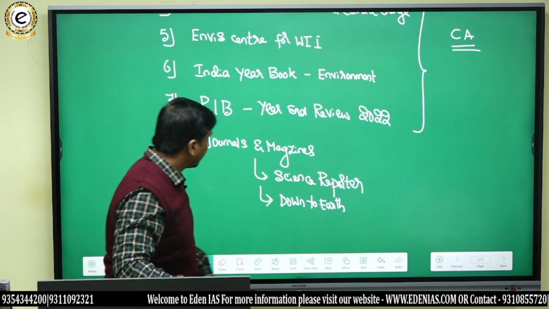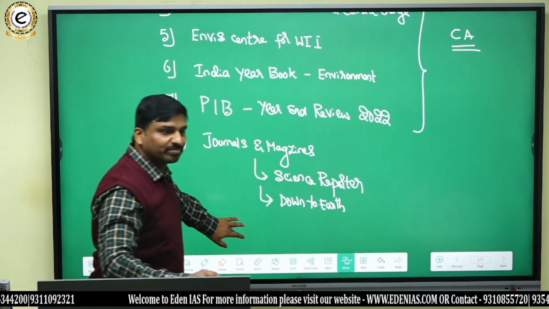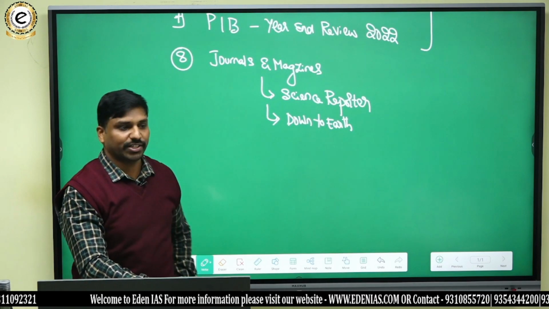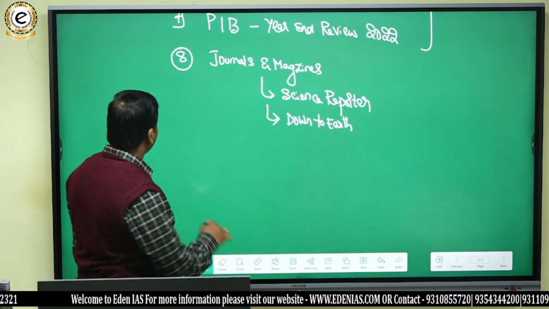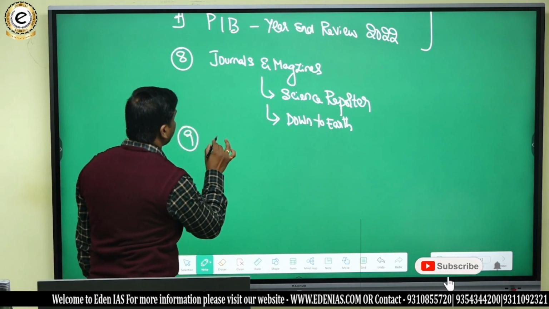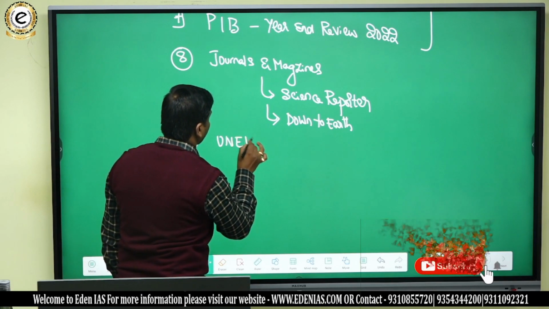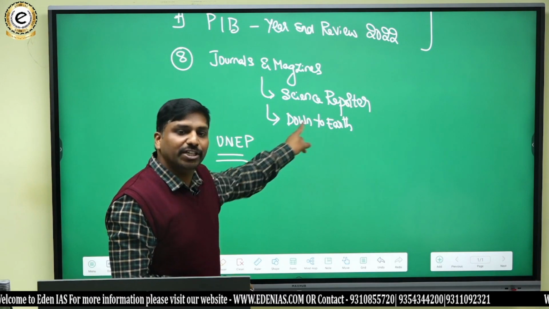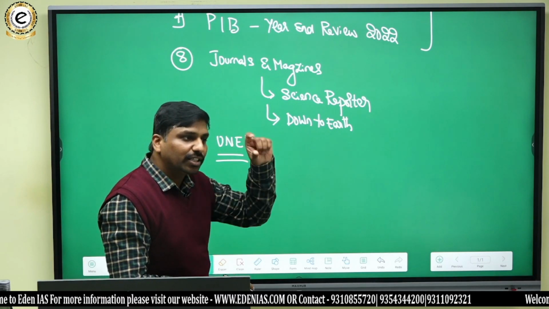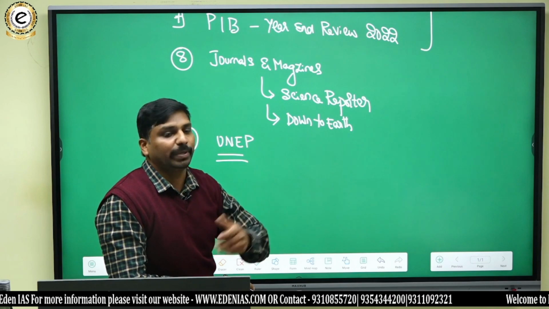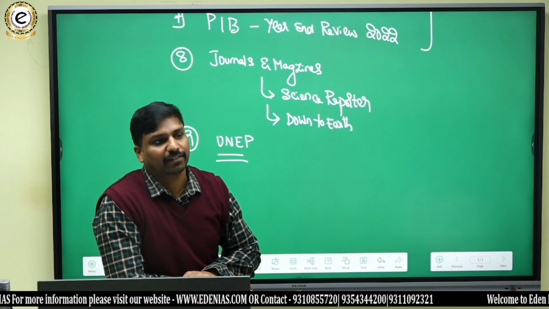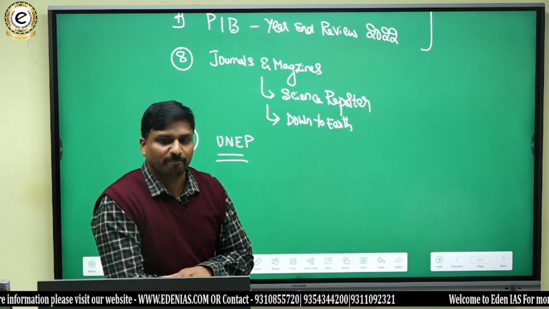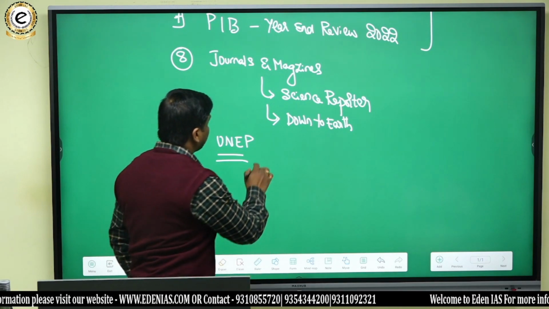Have you heard of the United Nations Organization, UNO? Under UNO, we have so many organizations. So under that, there is one program called UNEP, that is United Nations Environment Program. So under UNEP, there would be a lot of publications, a lot of data published by them. So try to follow that one also. Okay, so this thing you have to follow.